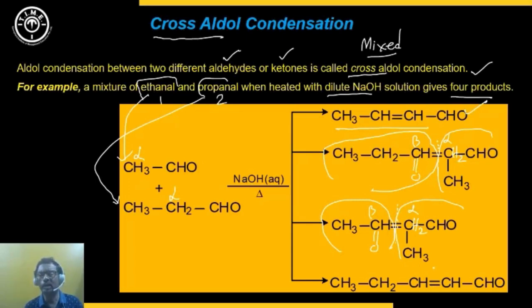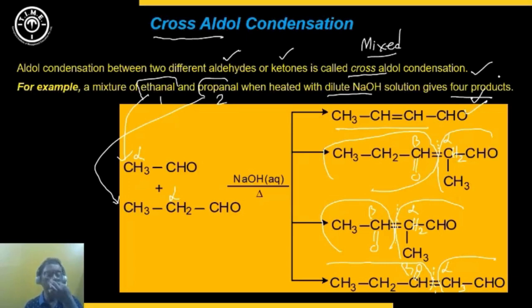And then look at the fourth case, alpha, beta. On alpha, put 2 hydrogens, so make it CH3. And here you put a double bond O. So this side is propanol and that side is ethanol. That is how we get 4 products. I hope this is clear.